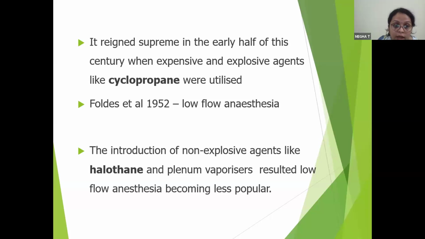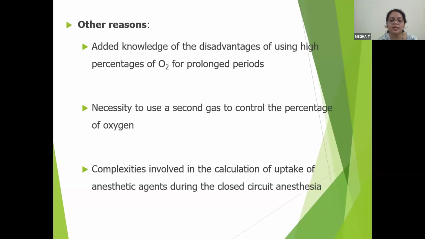In 1952, he described low flow anesthesia, that is with 1 liter per minute of gas flow. But in 1954, halothane was introduced. With halothane and plenum vaporizers, which worked well with high flows, low flow anesthesia again became less popular. Other reasons were the added knowledge of the disadvantages of using a high percentage of oxygen for a prolonged period, the necessity to use a second gas to control the percentage of oxygen, and the complexities involved in calculating the uptake of anesthetic agents during closed circuit.